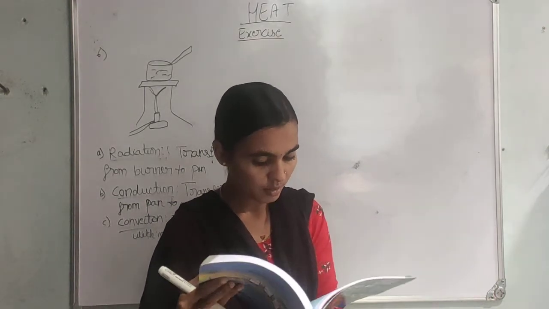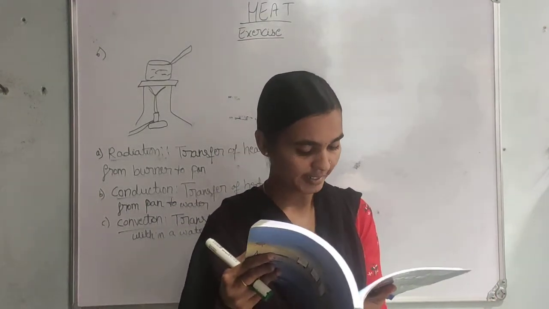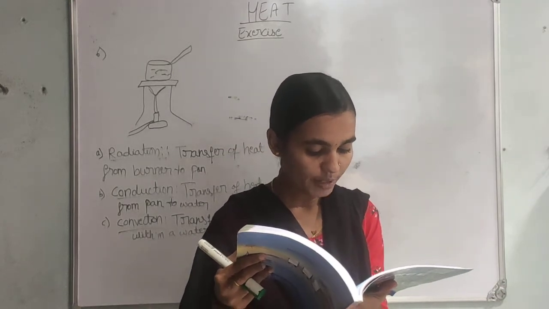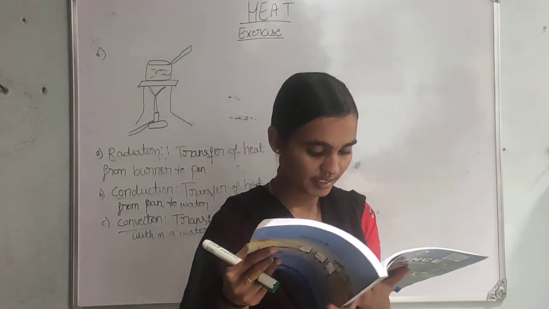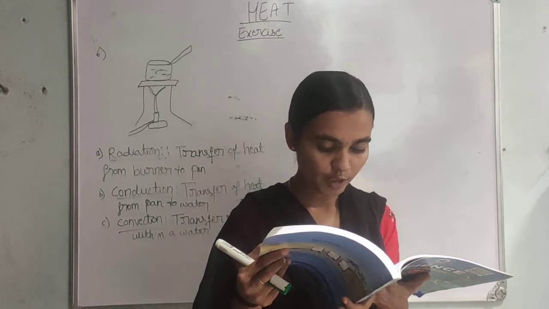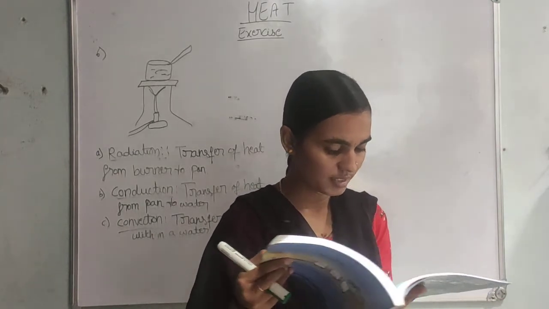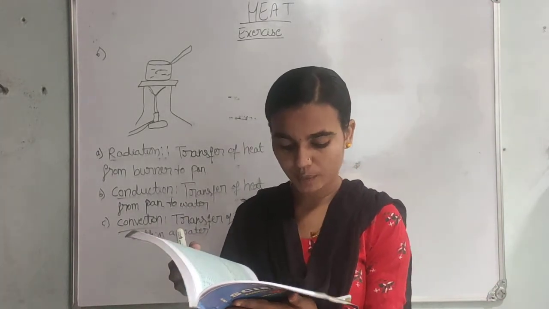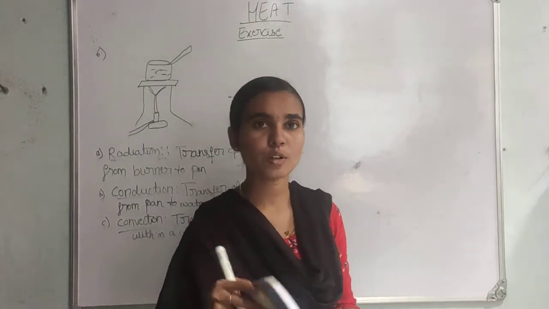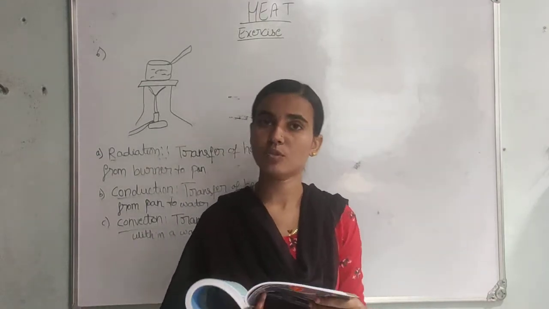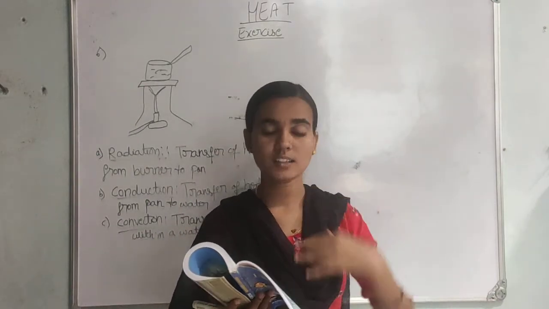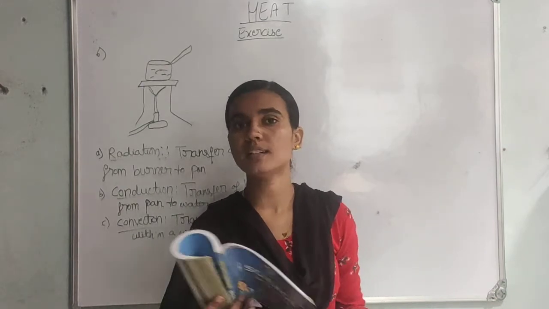So next, choose the correct answer. 8th question, 1 liter of water at 30 degrees Celsius is mixed with 1 liter of water at 50 degrees Celsius. The temperature of the mixture will be. So here 1 liter of water has a temperature of 30 degrees Celsius and another water has a temperature of 50 degrees Celsius.